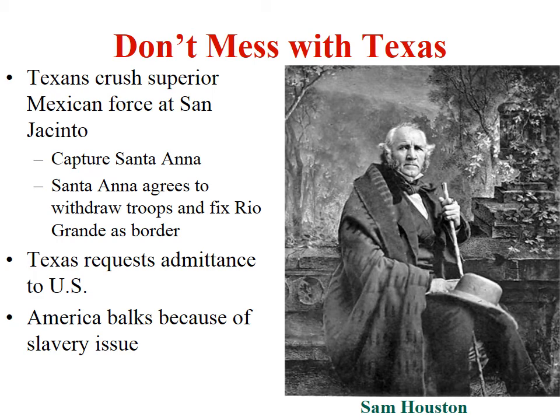Texas then promptly requests admittance into the U.S., because remember, it was populated by U.S. citizens. It didn't really want to be an independent country, and America says no. America says no because there were no free territories that were going to be safe from the expansion of slavery. And remember, according to the Missouri Compromise, they're trying to maintain that balance in the Senate between slave states and free states. If you let Texas in, you're going to have an imbalance. They're going to have one more slave state, in other words, two more pro-slave senators, and it would be too much.